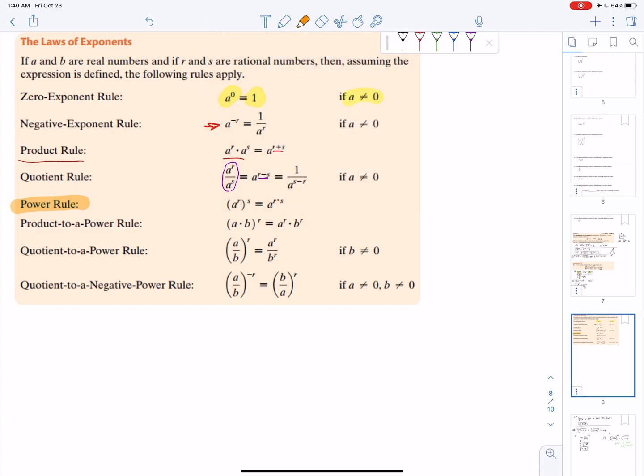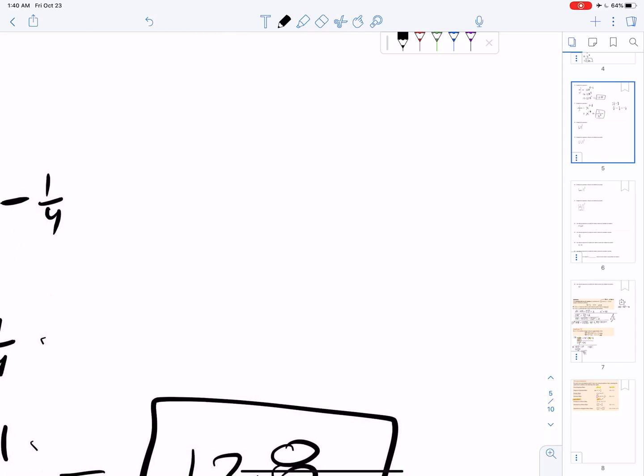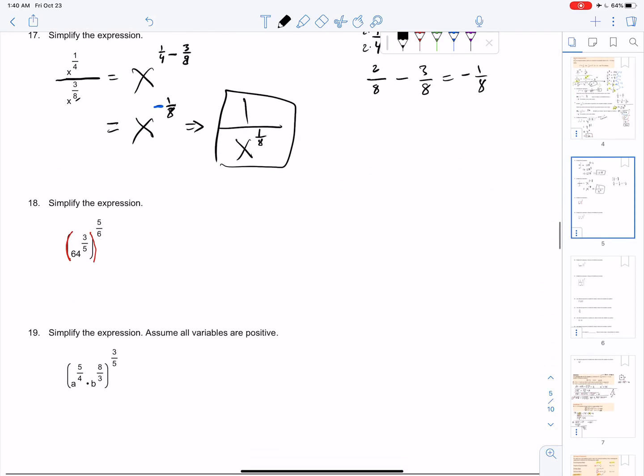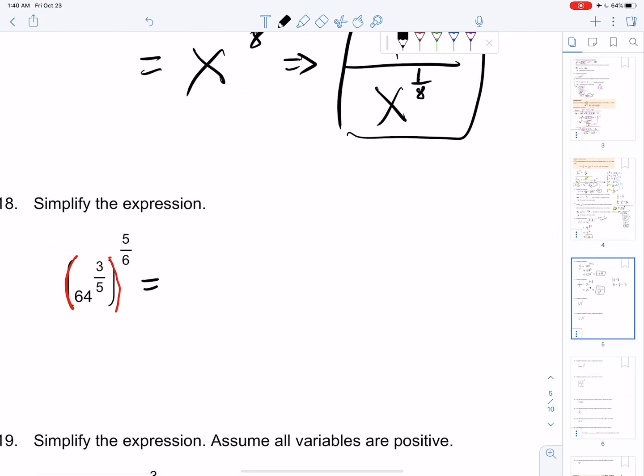So the power rule, so notice I've got a to the r raised to the s. So it's an r power raised to the s. So it's a power to a power. And what do you see as an operator? I see multiplication. All you have to do is multiply r times s. So let's get back to it. Here we are right there. Got to zoom out so we can see what's going on. We have a power raised to a power.